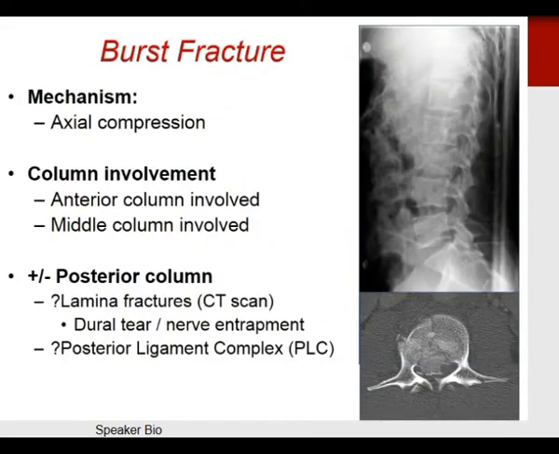Burst fractures are secondary to axial compression. The middle column as well as the anterior column is typically involved, and there's retropulsion of the fragment into the spinal canal. These can be associated with neurologic injury. The key to identifying a stable burst is the posterior ligamentous complex. Also be aware of lamina fractures in the back. These can be associated with nerve root compression and entrapment within the lamina posteriorly.